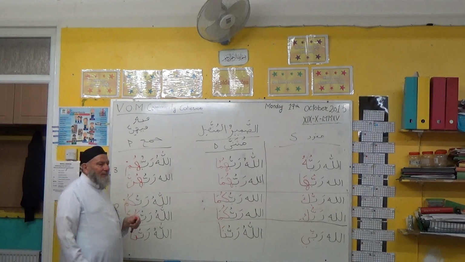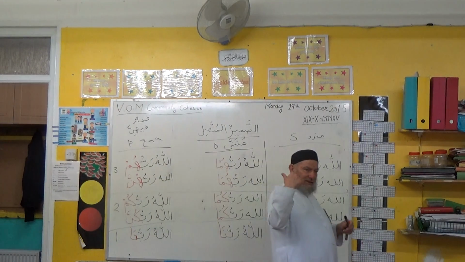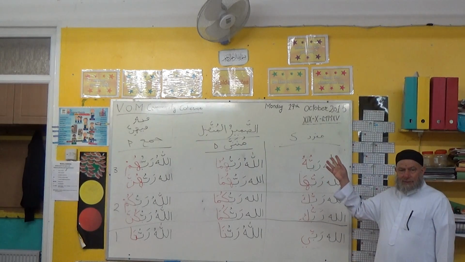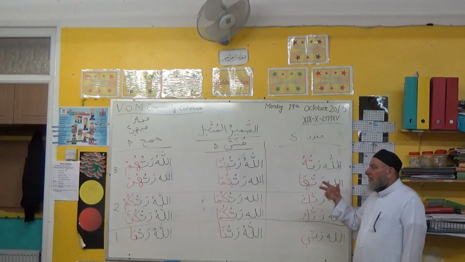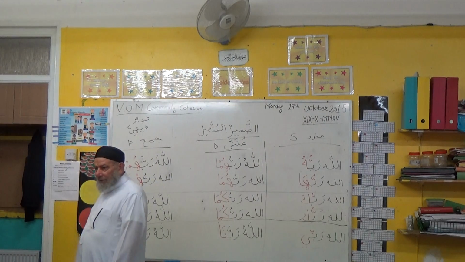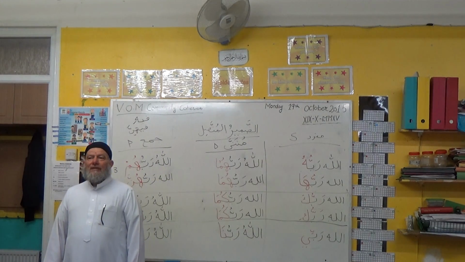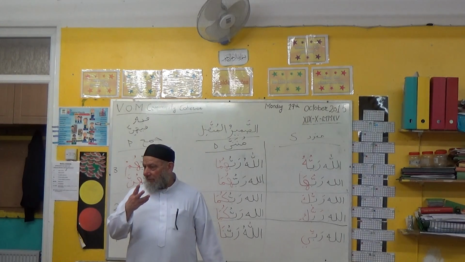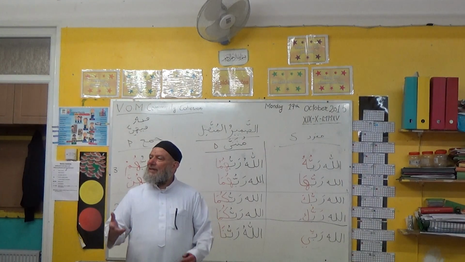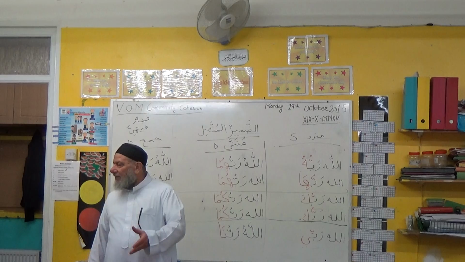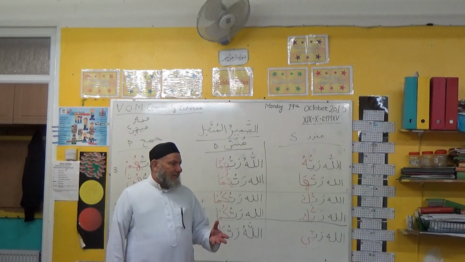So the general rule is when the ha attached is preceded by dhamma or fatha, it is hu. If it is preceded by kasra or ya, then it will be hi. Like fi sabilihi. We can't say fi sabilihu. It's difficult to say. So the ha follows the letter before, if it is ya or kasra.